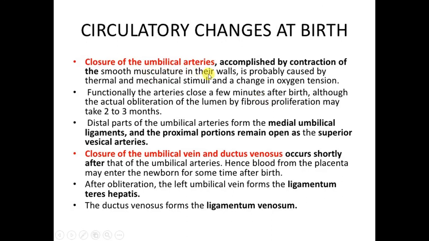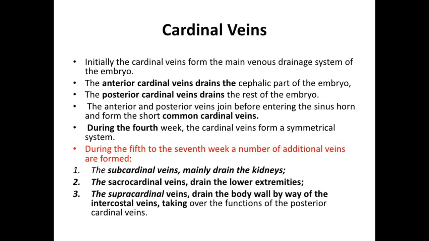Closure of the umbilical arteries: they will form the lateral umbilical ligament, the distal part forming the medial umbilical ligaments. The proximal portion remains as the superior vesical arteries. The umbilical vein closes, and the ligamentum teres hepatis will form, and the ductus venosus forms the ligamentum venosum. These changes will occur at birth.